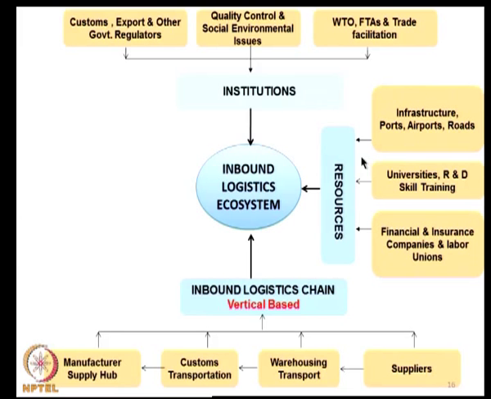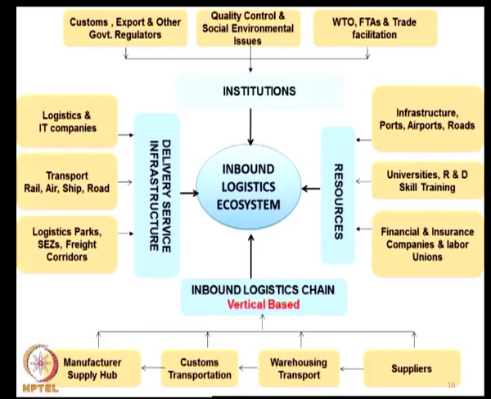And what are the resources? Of course, the infrastructure: the ports, airports, and roads, and the universities, R&D, and skill training, financial and insurance companies, and labor unions. These are the same as in the auto case, because there's the same kind of logistics here. So you have logistics companies and IT companies involved, and the transport: rail, air, ship and road transport, and logistics parks, air jets and freight.